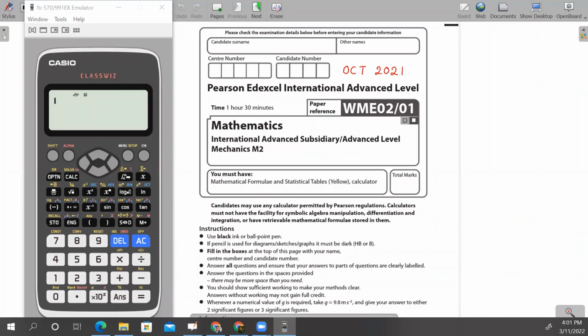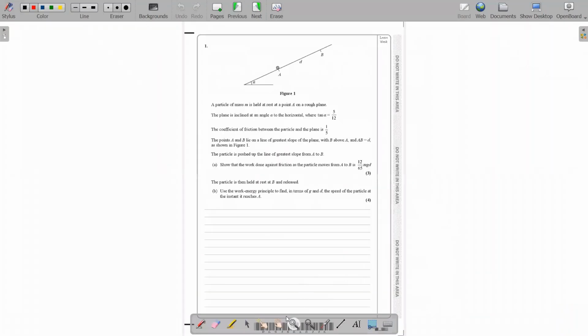Hi everyone. So today we will discuss the October 2021 M2 paper. Let's start with the first question.